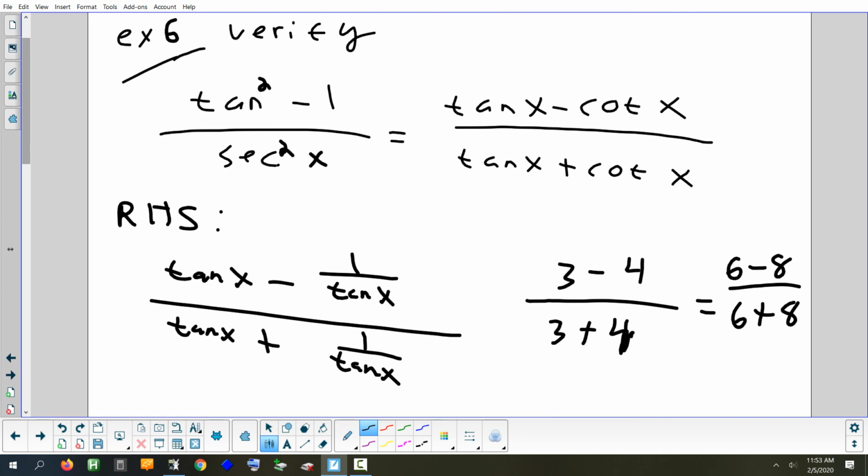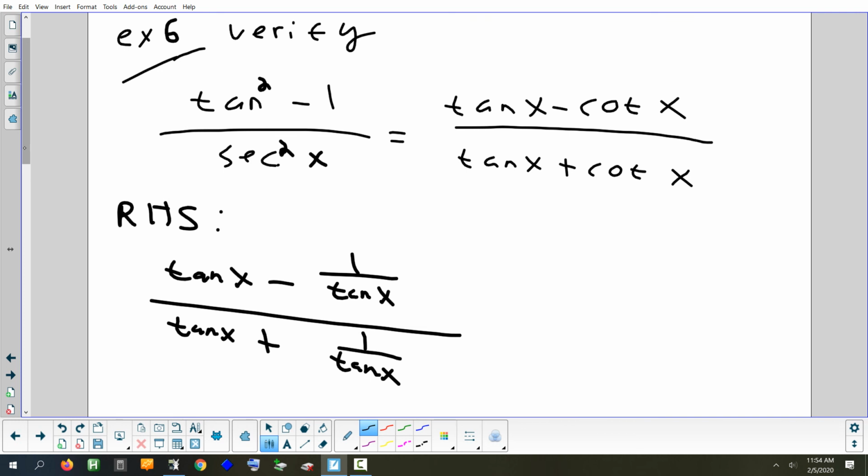Yeah. This is negative 1 over 3 plus 4 is 7. This is 6 minus 8 is negative 2. 6 plus 8 is 14. Reduce that fraction, it's negative 1/7. So you can multiply everything here by the same thing, and it doesn't mess it up. So that's what we're going to try to do.